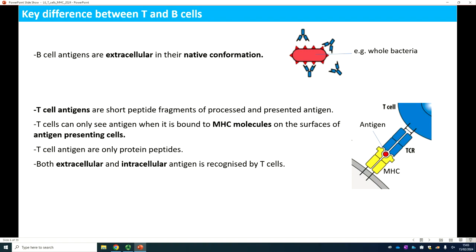On the other hand, we have T cells, whose antigens are peptide fragments. Remember, they have to be processed and then presented on an antigen-presenting cell. The T cell will only see antigen when it's bound to an MHC molecule on the surface of an antigen-presenting cell. That's a key thing to remember. The T cell antigens are peptides, and the T cell can recognize extracellular versus intracellular antigen. We'll go through a couple of those pathways today.